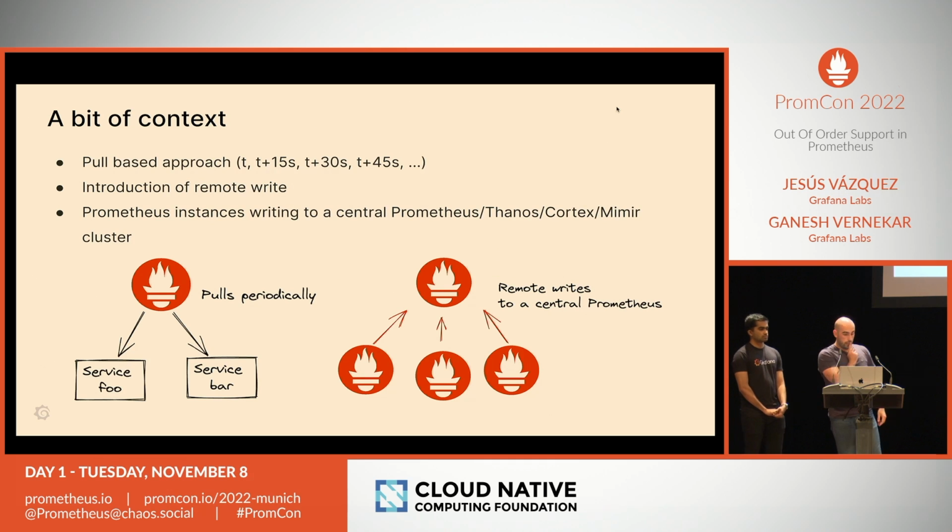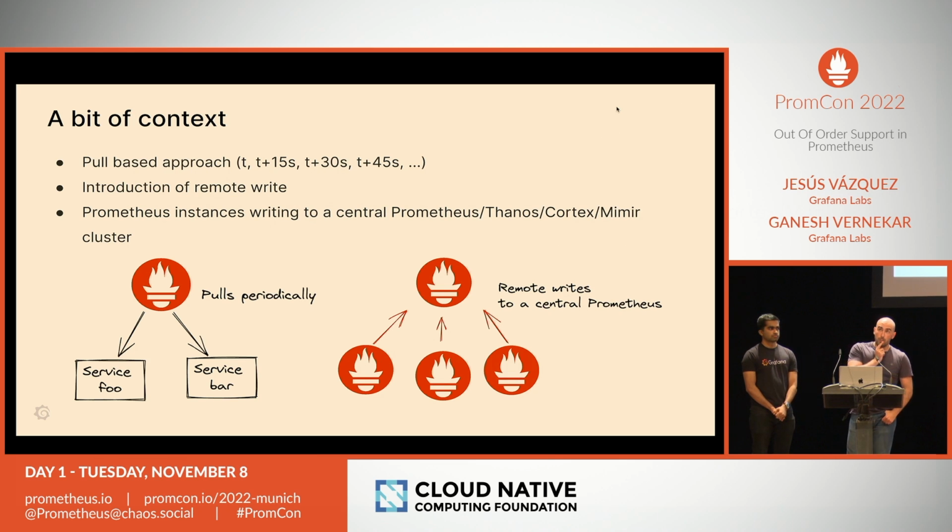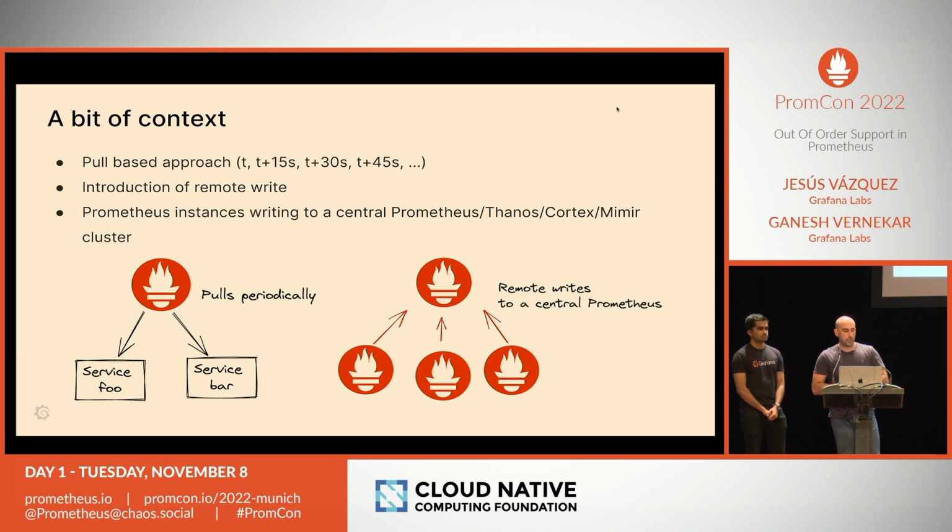A bit of context here, and perhaps addressing the big elephant in the room, why add out of order support now? I think we need to add a bit of context to this question. For some of you, it might be maybe too late, like Prometheus has 10 years, why now? For some of you, it might be perhaps like it will make sense to have it now. And for others, maybe it's not needed. Like if we didn't have out of order before, why have it now, right?